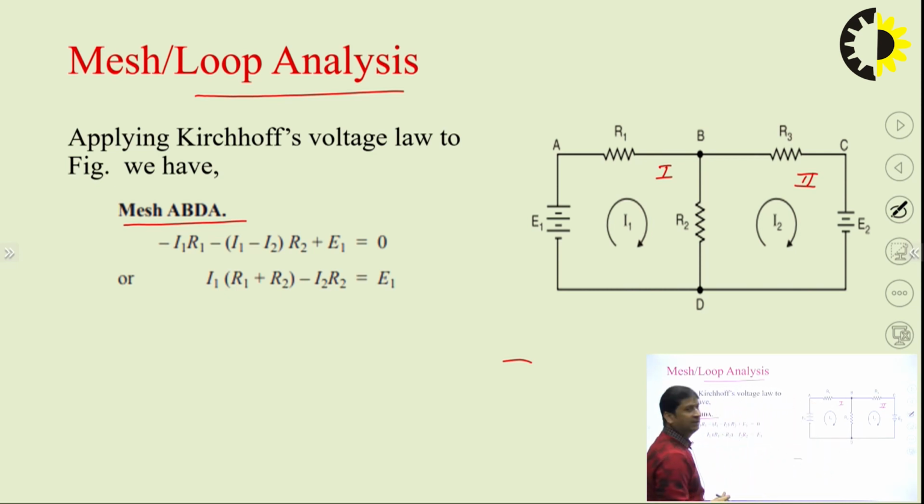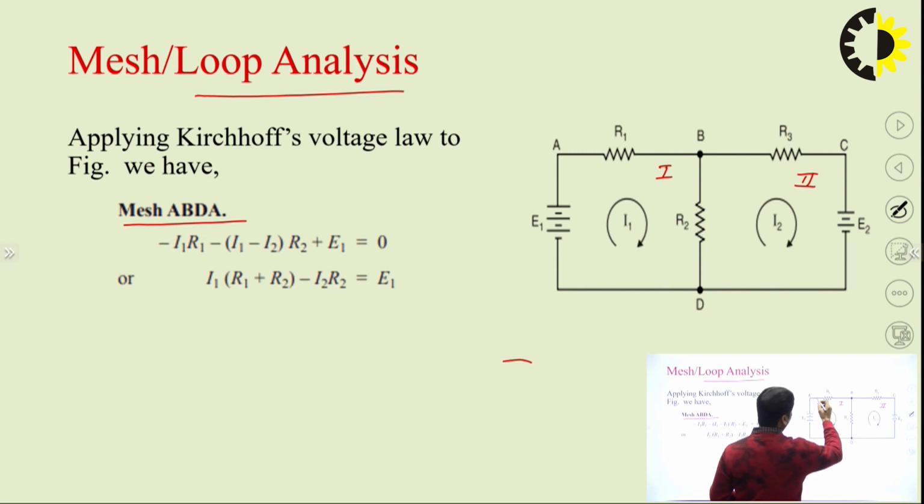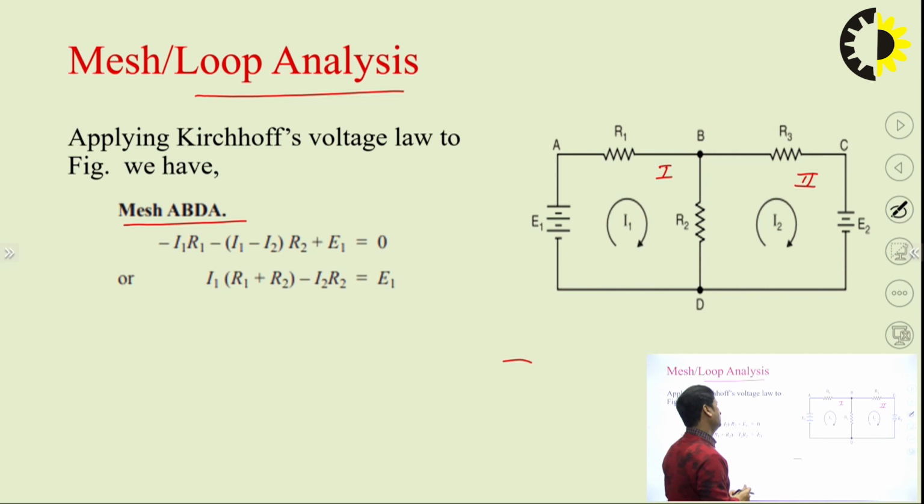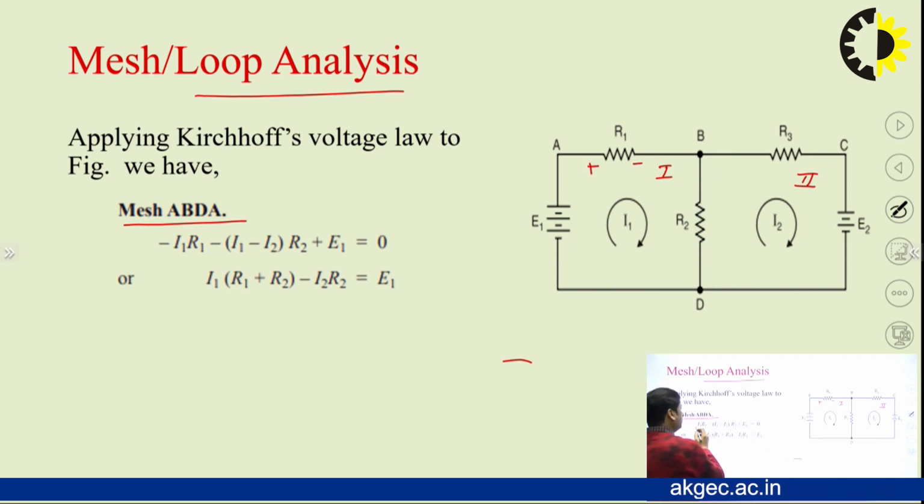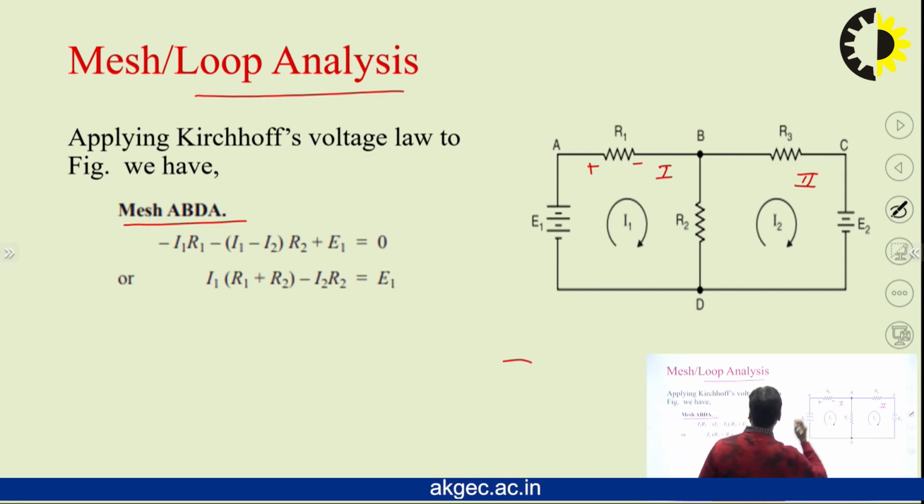So let us consider the first mesh A, B, D, A and apply the Kirchhoff voltage law. When we apply the Kirchhoff voltage law, we will start from the point A, and since it is a mesh or loop, we will apply KVL in the whole closed circuit. It means that the current will flow like this. It's I1. So this is a high potential, this is low potential. So the voltage drop will be there, that is minus I1 R1. Minus means there is a drop in the voltage.